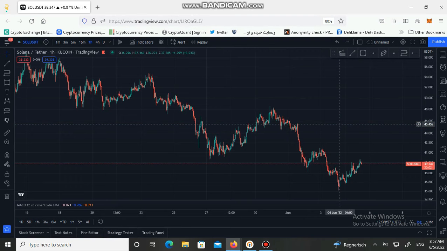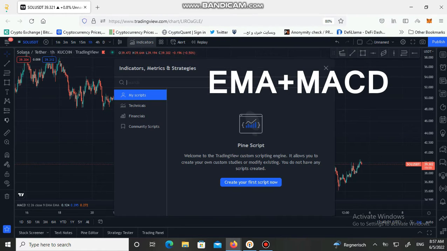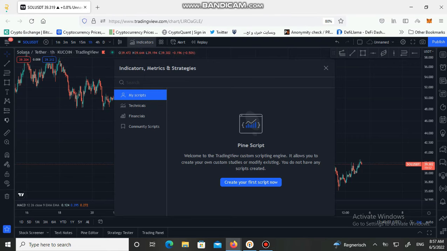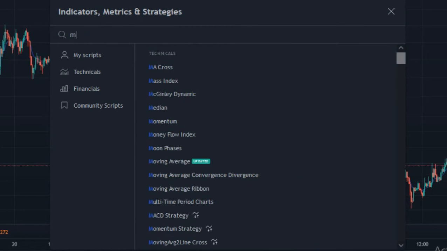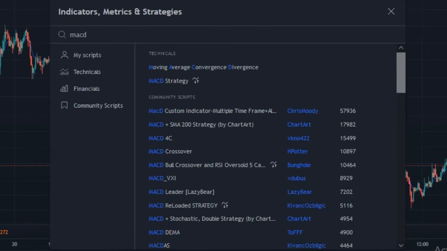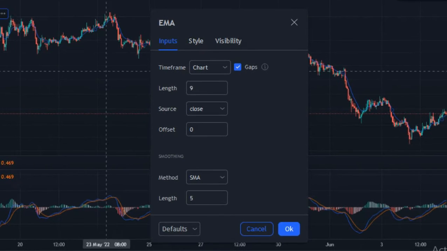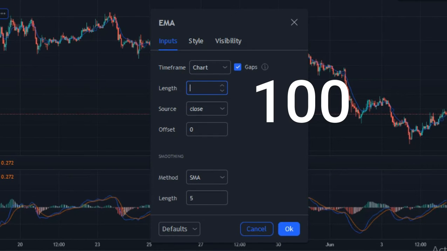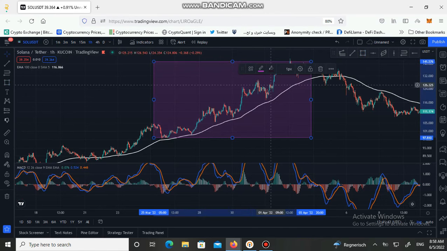We need two indicators, one is EMA and the other is MACD. Select this from the indicators section. We go to the EMA settings and set its period to 100. With this indicator, we can understand the trend.